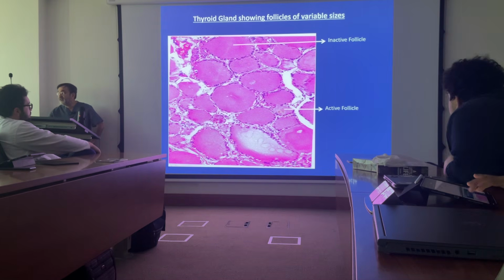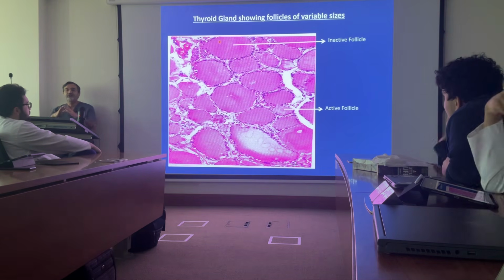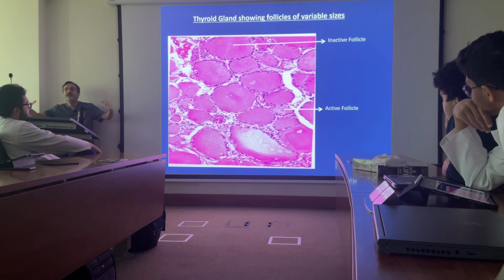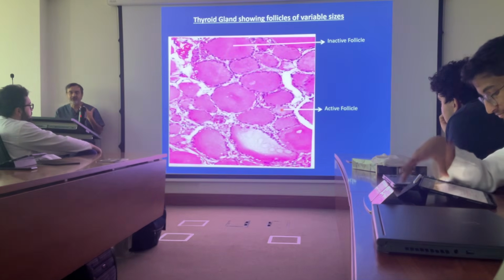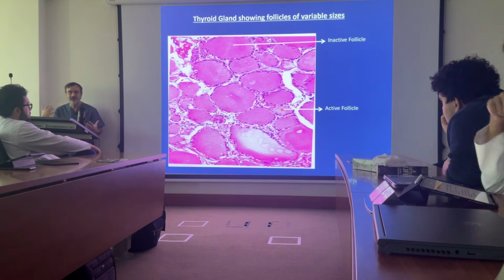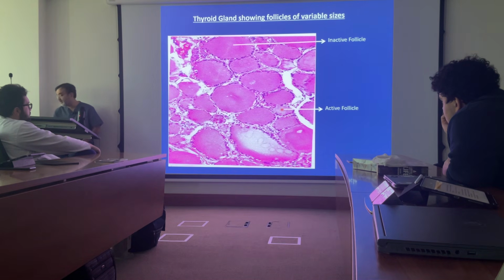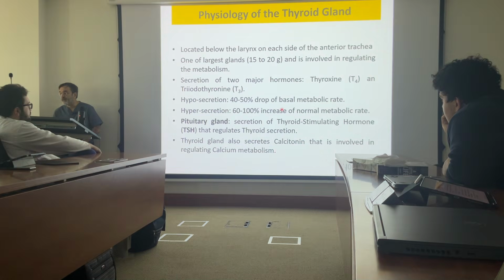You can see it here. Inactive thyroid follicle, you have squamous type of cells. There is a lot of thyroglobulin inside it, and this is an active follicle where the cells are becoming more cuboidal, and there is less thyroglobulin inside. So this is how you can differentiate between an active thyroid follicle versus an inactive thyroid follicle.